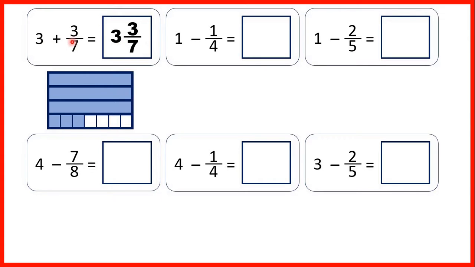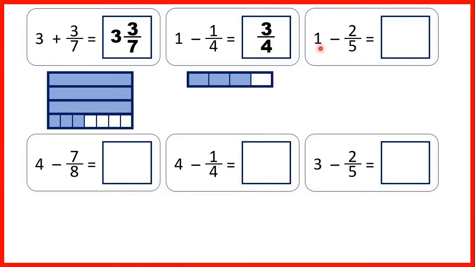So adding a fraction to a whole number is fairly simple, but subtracting a fraction from a whole number is slightly trickier. So first, we have 1 minus 1/4. So we can show the 1 whole that we start with, but to subtract 1/4, we need to change this 1 whole into 4 quarters. So then, when we subtract 1/4, we get 3/4 as our answer, because 4 minus 1 is 3.